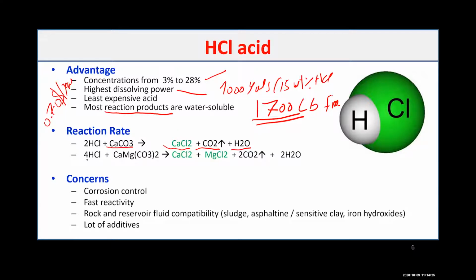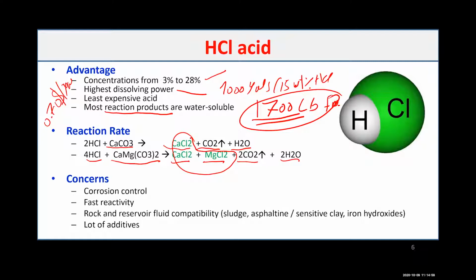Even when the HCl reacts with the calcium magnesium carbonate, which is a dolomite formation, we are still getting calcium chloride, magnesium chloride, CO2, and H2O. Everything is soluble in water. So we do not see any concern from precipitation. The high dissolving power, with no fear of precipitation, makes this acid one of the most used acid systems inside the oil and gas industry.